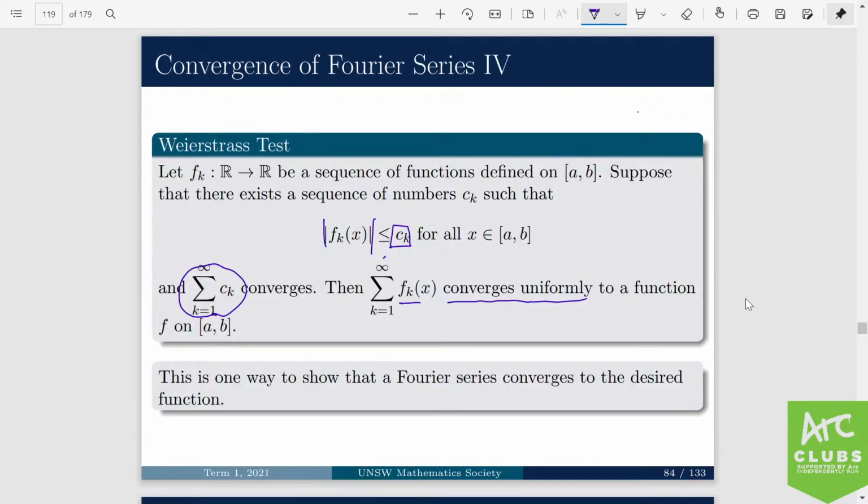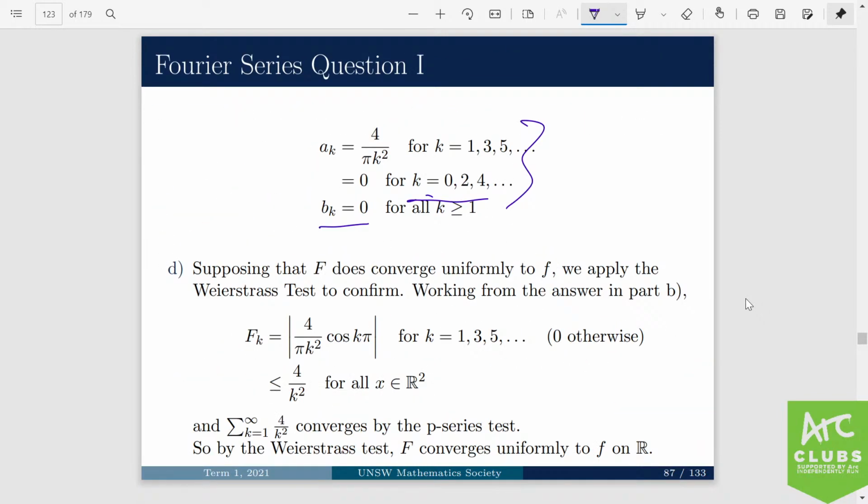So remember, our Weierstrass test was that if we can find a sequence C_k that serves as an upper bound to the absolute value of our functions. We know that f_k, after we put the coefficient and the cosine together, is equal to whatever a_0 was, plus 4 over pi cosine x plus, and it's only for the odd case, so it's 4 over pi times 9 times cosine 3x, and so on. So we need to find an upper bound for this.